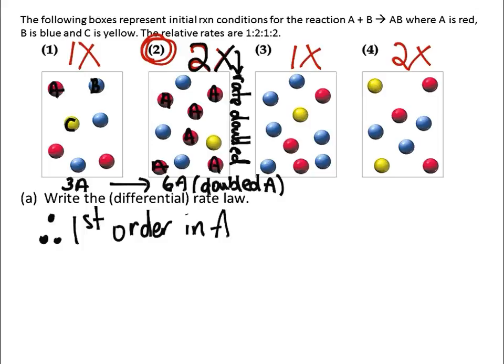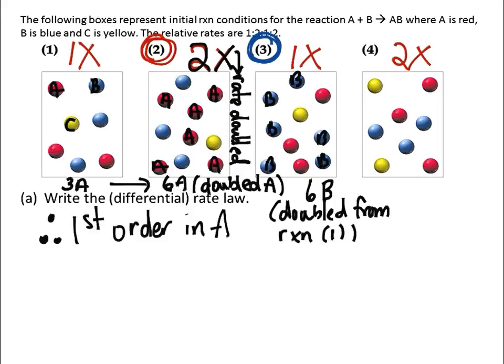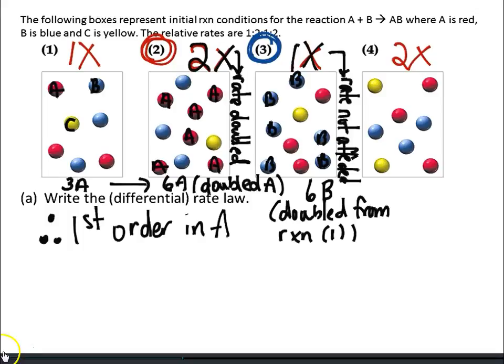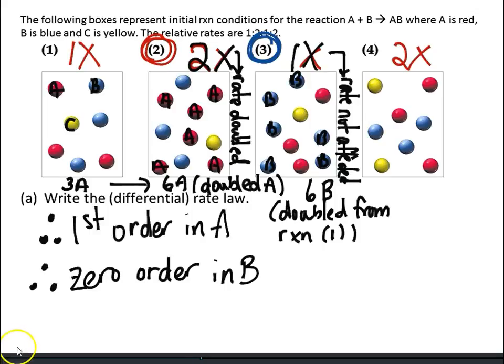And if we move on and look at box 3, we're going to compare that to the original box, box 1. And here we're going to look at B molecules. So we have 1, 2, 3, 4, 5, 6 B molecules, but we had 3. So we've doubled the B concentration from reaction 1, but that did not affect the rate. The rate stayed the same. So when the concentration of B was doubled, the rate was not affected, which means that it is 0 order in B. Okay, so first order in A, 0 order in B.